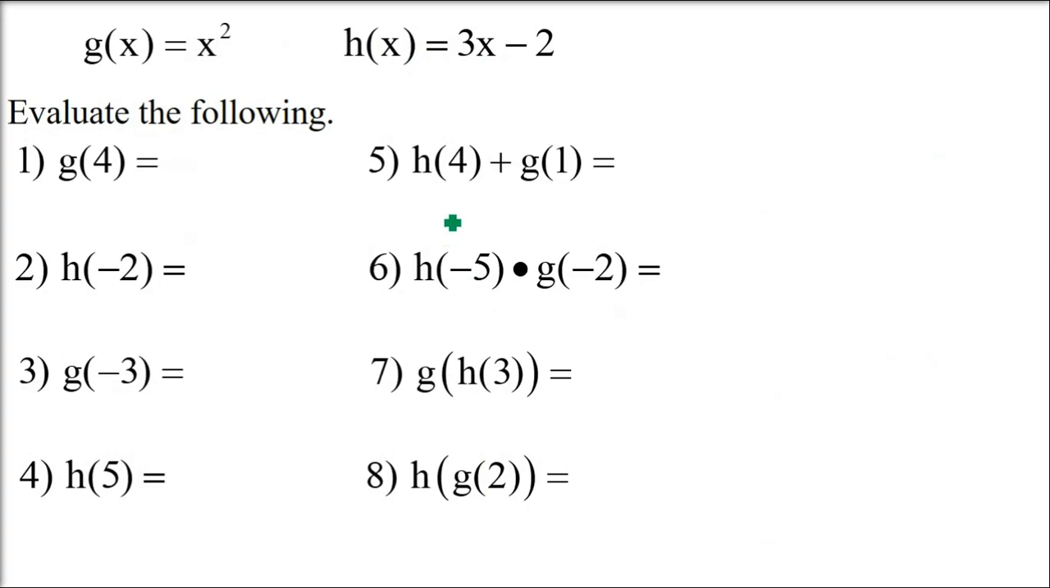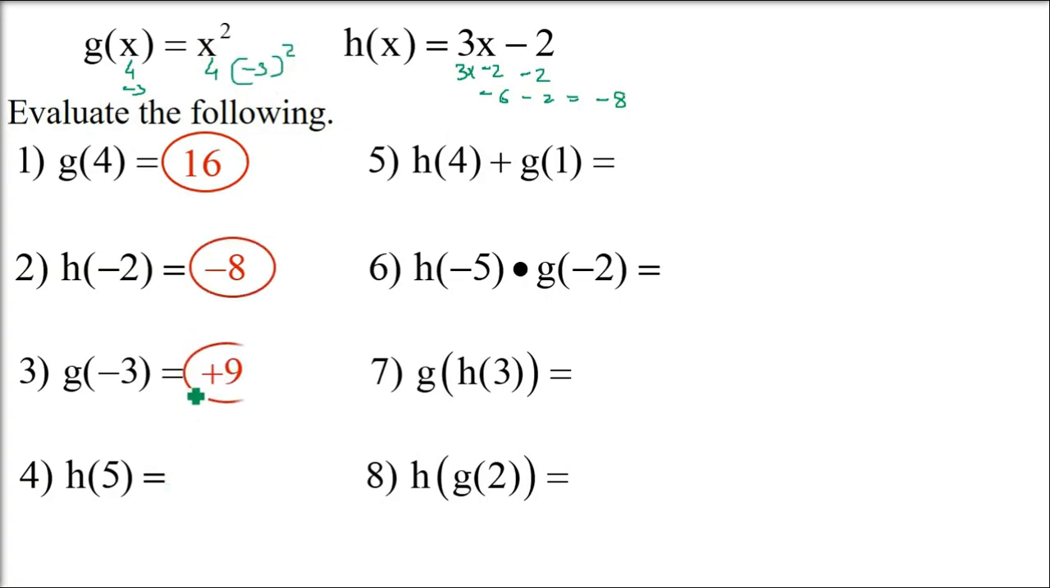There can be an algebraic combination of two functions. They can be combined. There are multiple properties. So g(x) is x squared, that is g(4): just put x as 4. 4 squared is 16. h(negative 2): just put x as negative 2 here. 3 into negative 2 minus 2, that is minus 6 minus 2, that is minus 8. g(negative 3): just put negative 3. Negative 3 whole squared is 9.